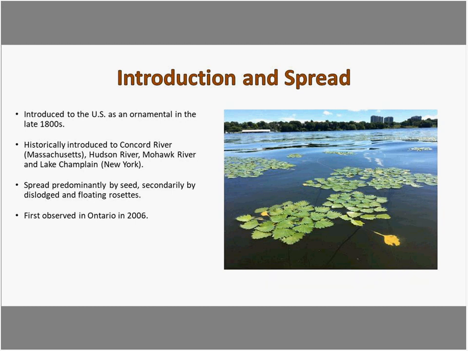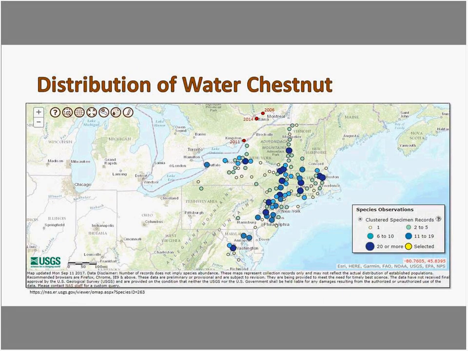It was first observed in 2006. Just to give you an idea, when it was first observed in 2006, this was at Voyageur Provincial Park at the top of your screen, near Ottawa. And since then, we've had 2 other populations that were observed in Kingston in 2011 and in the Rideau River near Ottawa in 2014.